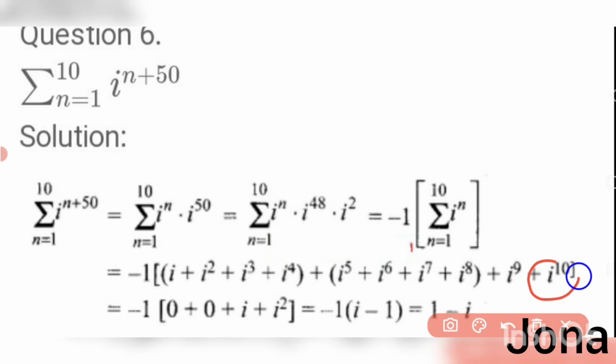And then i^10 can be written as i square into i square into i square, 5 times we will write that. So totally we have the value as i square. That i square value is minus 1. So I can write this as i minus 1 in the bracket now. So multiply along with this minus, so that it will become 1 minus i now.